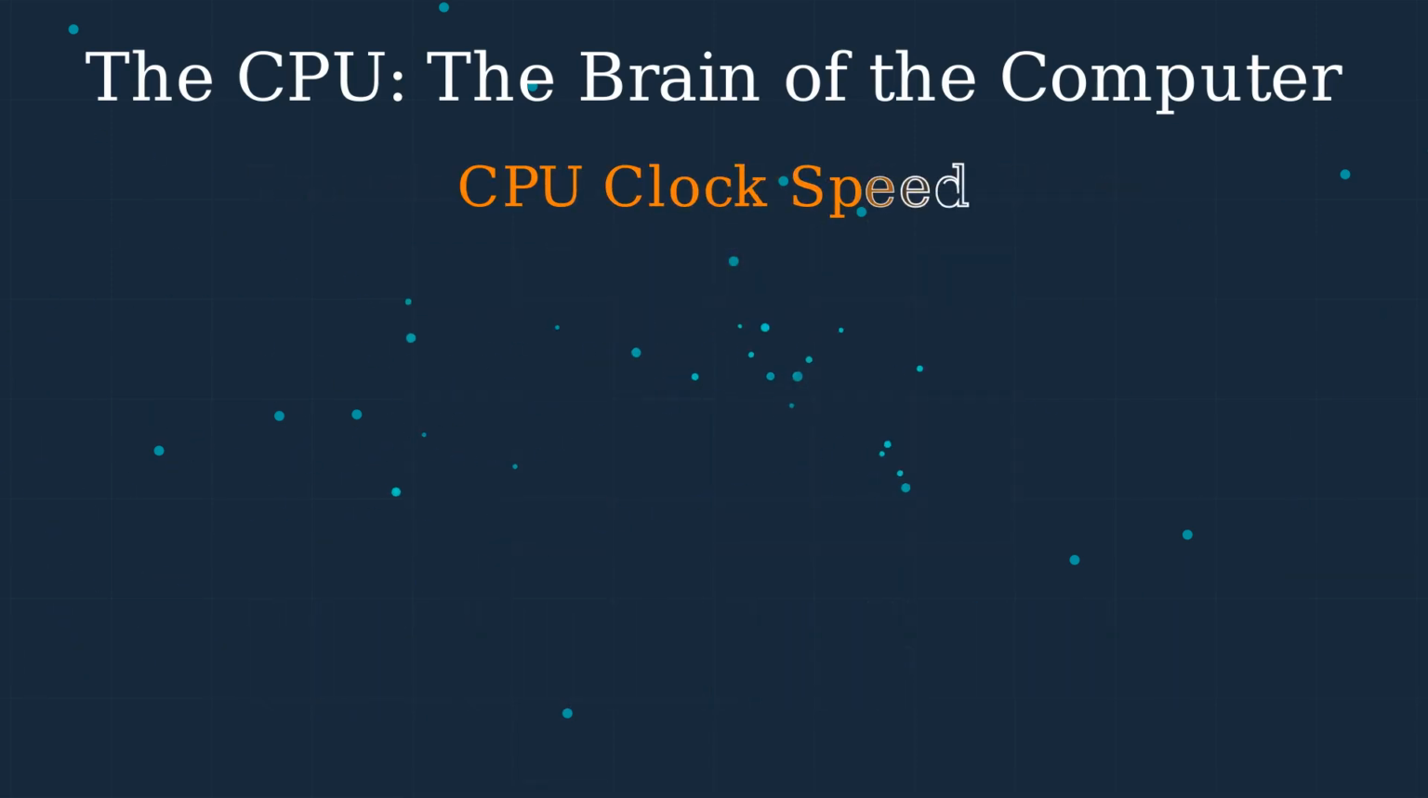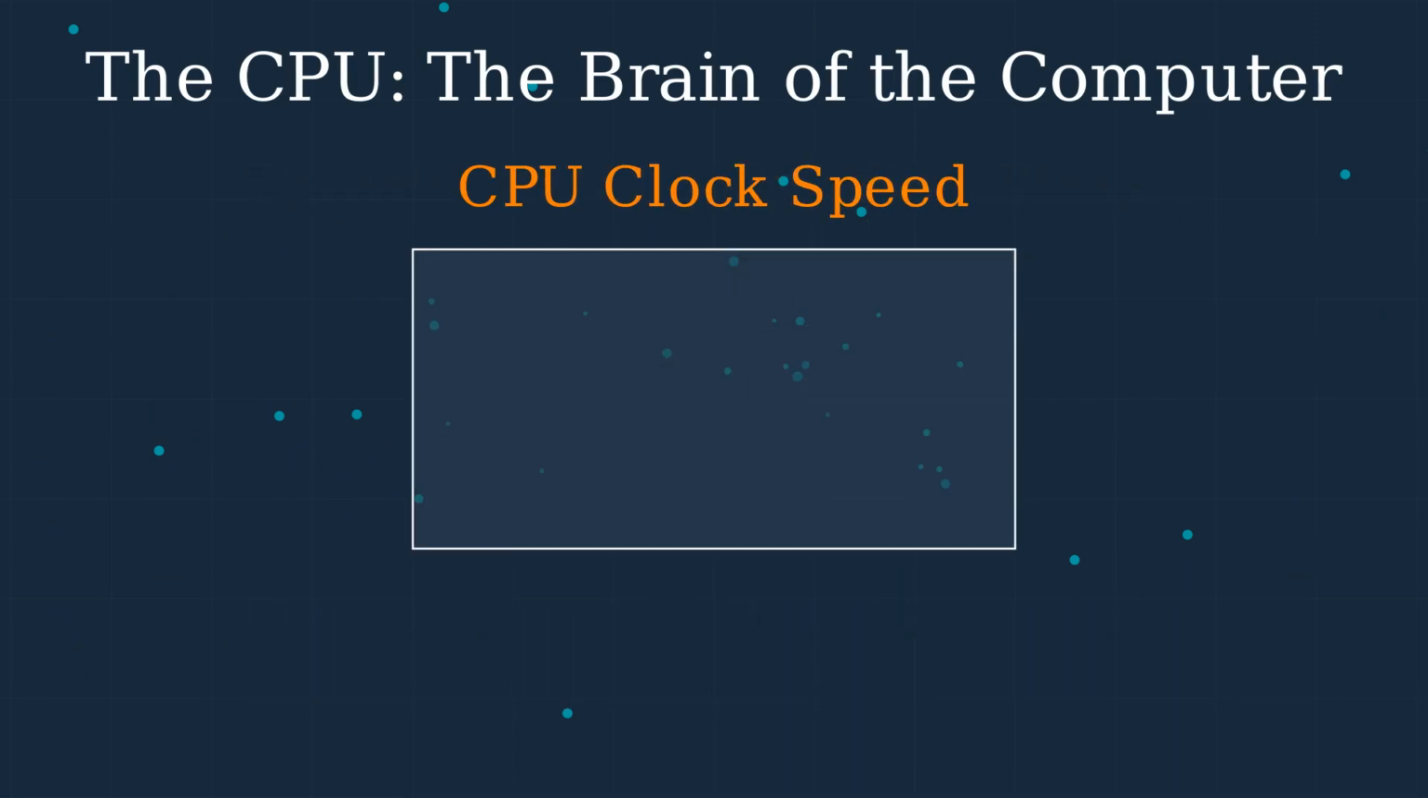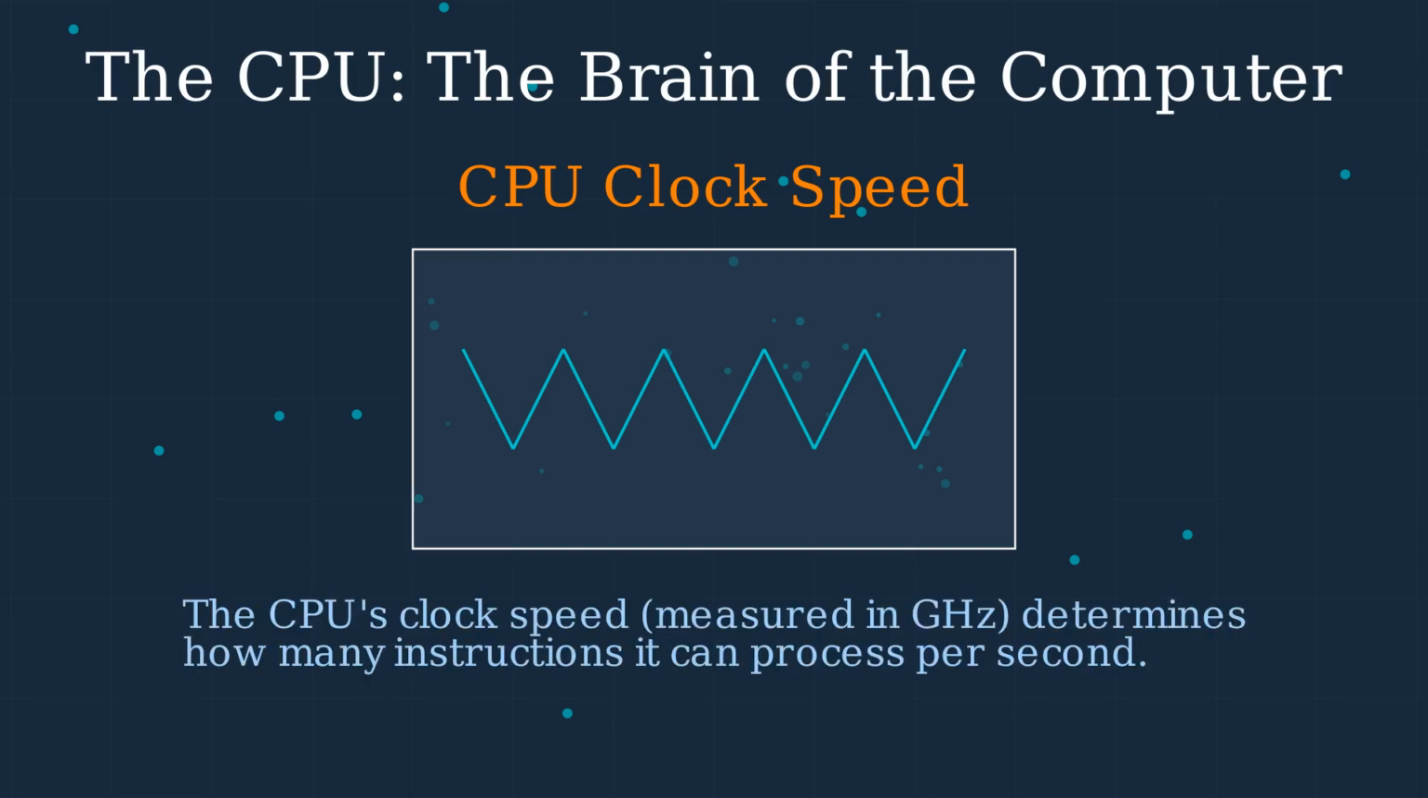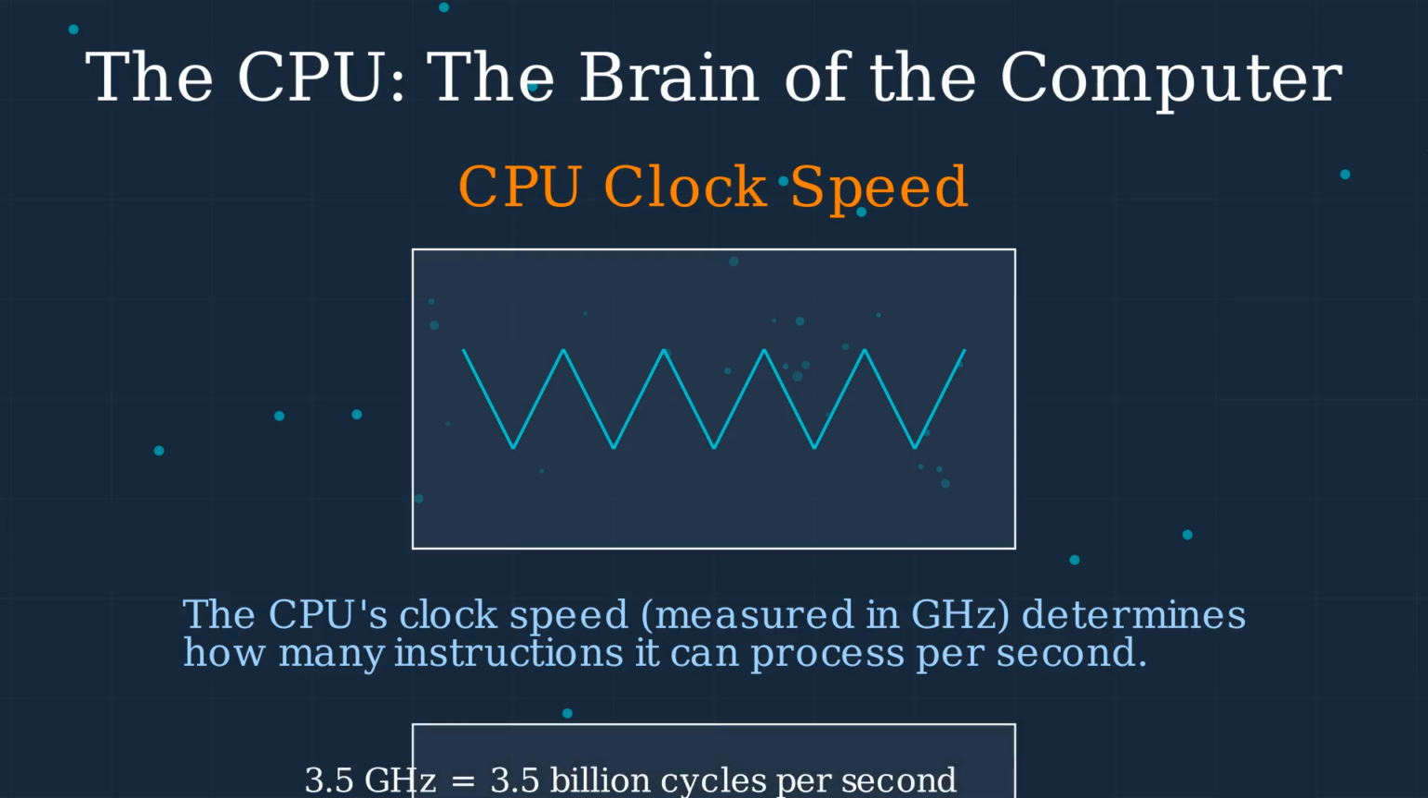The CPU operates based on a clock that sets the pace for all its operations. This clock generates a series of electrical pulses that synchronize all the CPU's internal components. The clock speed, measured in gigahertz, determines how many instructions the CPU can process per second. For example, a CPU with a clock speed of 3.5 gigahertz can perform 3.5 billion cycles every second, with each cycle potentially executing one or more instructions. Modern processors can execute billions of instructions per second, allowing computers to perform complex tasks almost instantaneously.